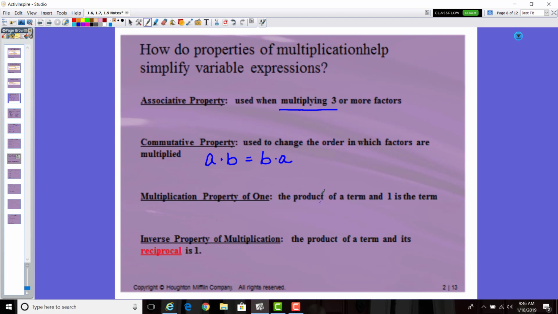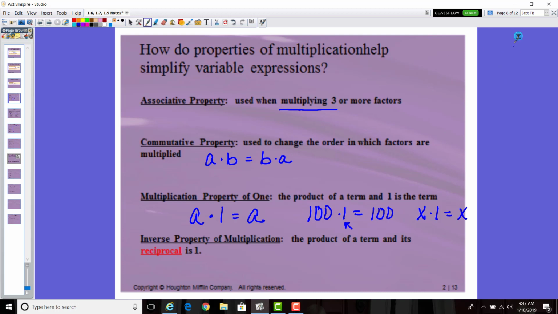Multiplication property of 1 says that the product of a term and 1 is the original term. So it looks like this: a times 1 will always equal a. 100 times 1 will always equal 100. X times 1 will always equal x. The number 1 is what we call the identity for multiplication because it doesn't change what we are starting with.